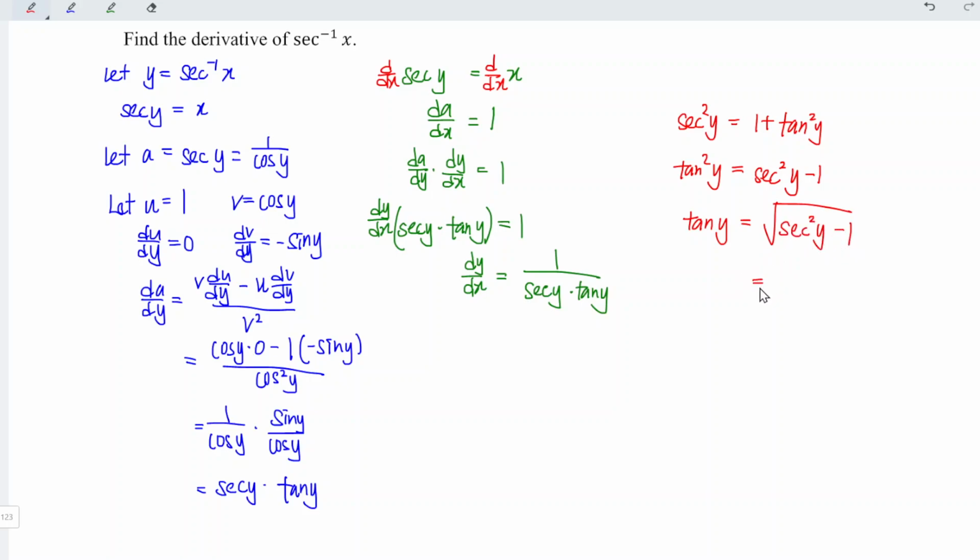Since secant y is equal to x, which means that secant squared y is equal to x squared, remain minus 1. In other words, tangent y is equal to the square root of x squared minus 1. And for secant y, which is equal to x, and we have obtained the derivative of the arc-secant x.